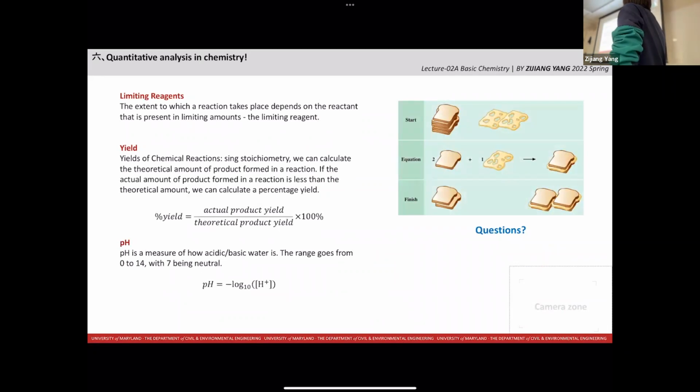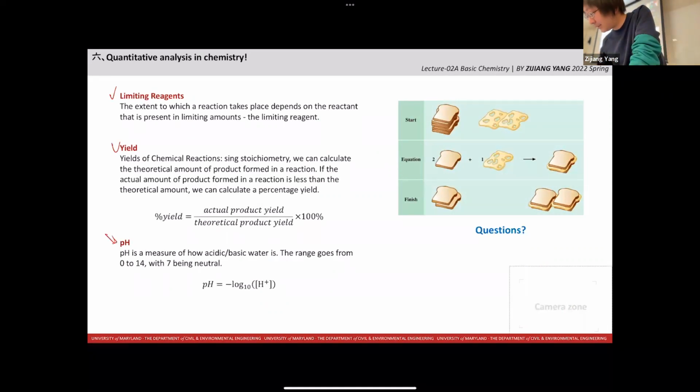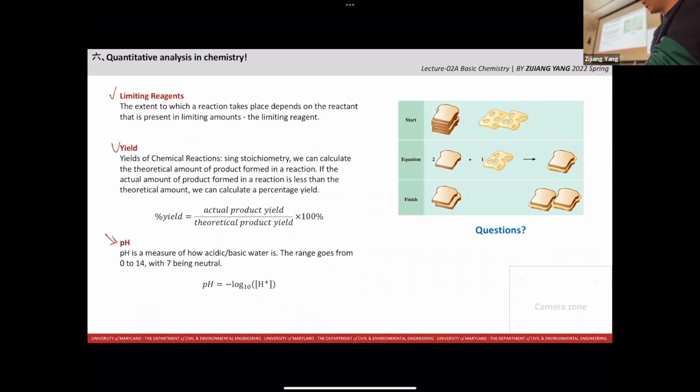The next one is limiting reagents. So because of the time, I'm not going to read these two, and they are relatively not that important in this class, but I want to emphasize the pH. pH is a measure of how acidic or basic water is, and the range goes from 0 to 14. And usually the 7 refers to neutral.